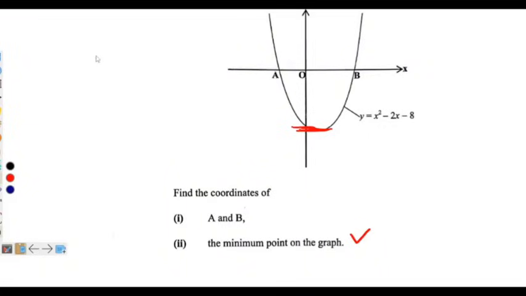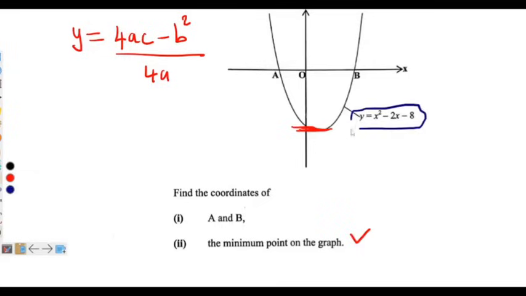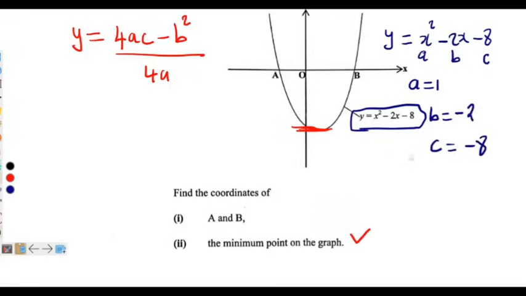To find the minimum point, there is a formula that you can use. You say y is equal to, okay, this is the formula, 4ac minus b squared over 4a. So for you to know the values, you get this general equation that you are given, which is y is equal to x squared minus 2x minus 8. a is the coefficient of x squared, b is the coefficient of x, then c is the constant. So here a is equal to 1, because the coefficient of x squared is 1, then b is equal to negative 2, then the constant value is negative 8.